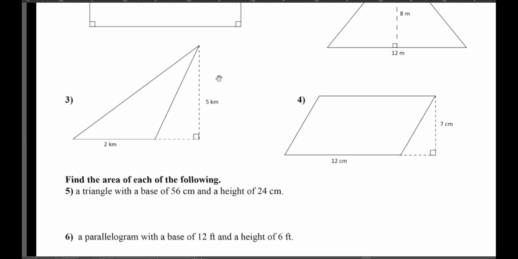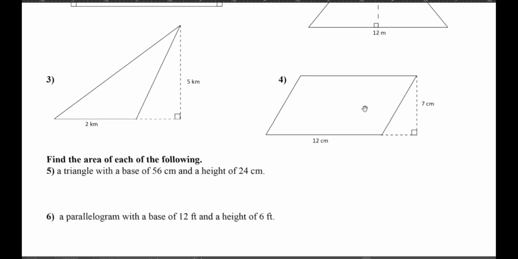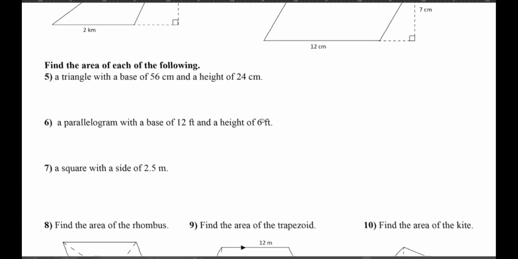It's 1/2 the base times the height. So what's 1/2 the base? 1 times 5 is 5. Easy, right? What about this one? It's a trapezoid, or it's a parallelogram, right? But they give you the height. You don't even have to figure it out. So what do you just do with those two? Multiply. What's 12 times 7? Do you know your multiplication tables? 84. Very good.